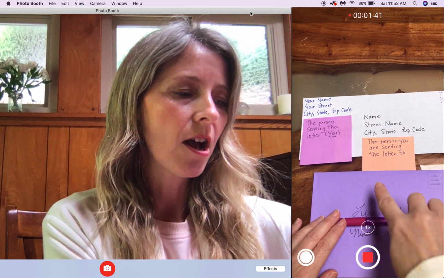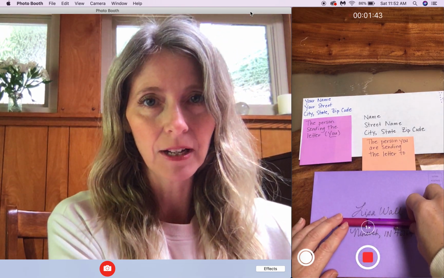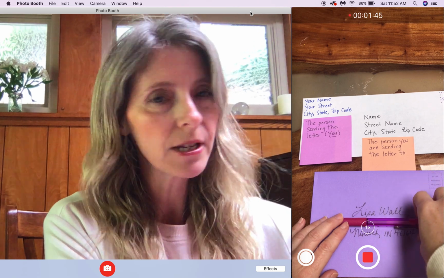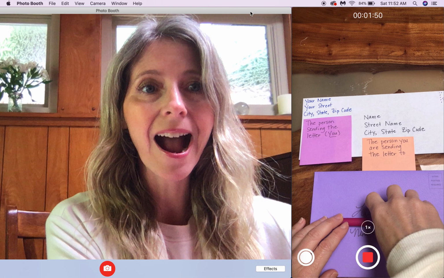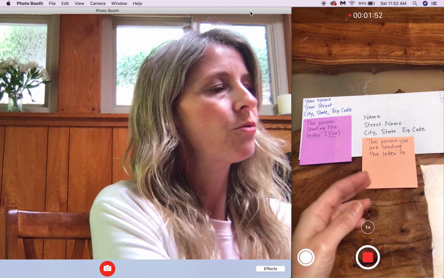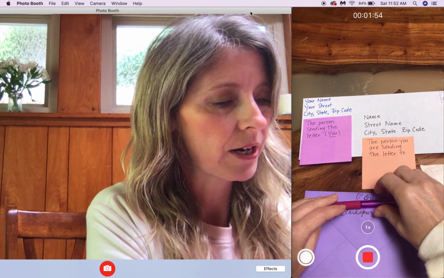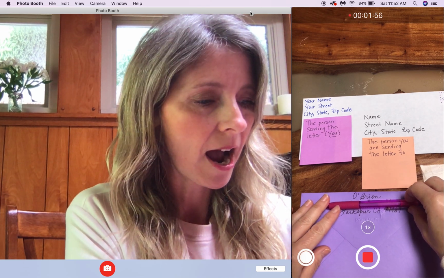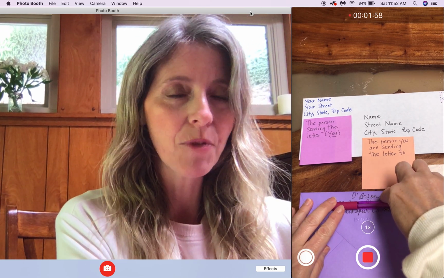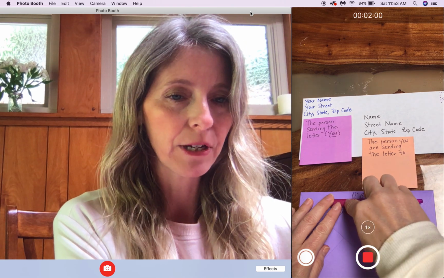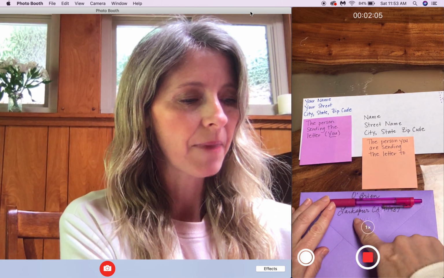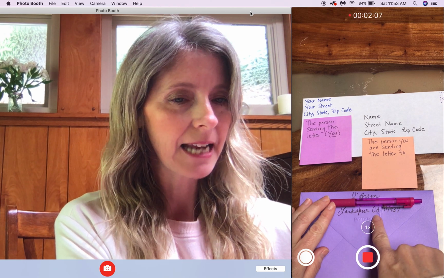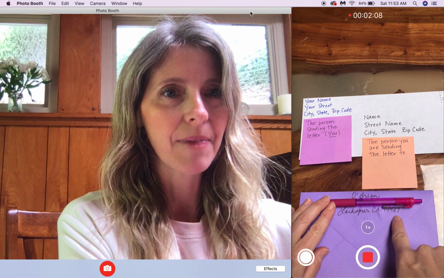So what you'll notice on this envelope that I did a little differently, and sometimes I like to do this on my envelopes, is that instead of putting the return address in the corner, I decided to put it on the back. So I'm going to show you what it looks like if you put it on the back. So I center my name, O'Brien. I put my return street and house number, and I put my city, my state, and my zip code.